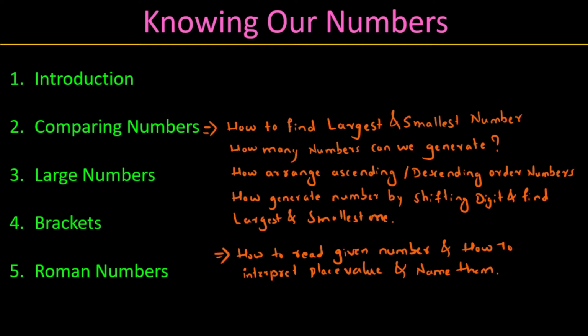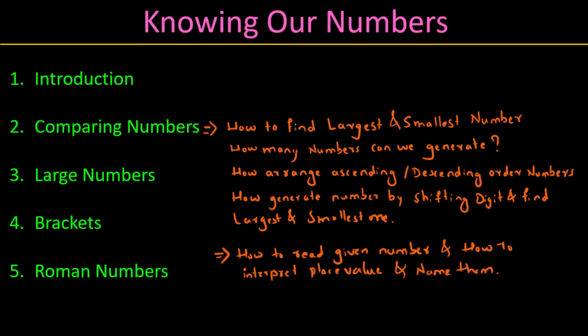So far we understood how to find the largest and smallest number with different methodologies. We also learned how many numbers we can generate from the given number, and how to arrange the ascending and descending order by considering which is largest and which is smallest. And we know how to shift the digits from the given number to generate a different number, and later found the largest and smallest from that. These all are part of comparing numbers.